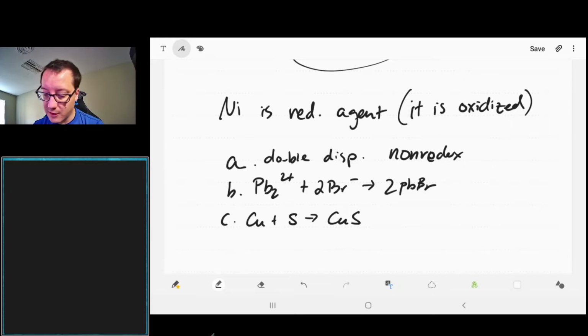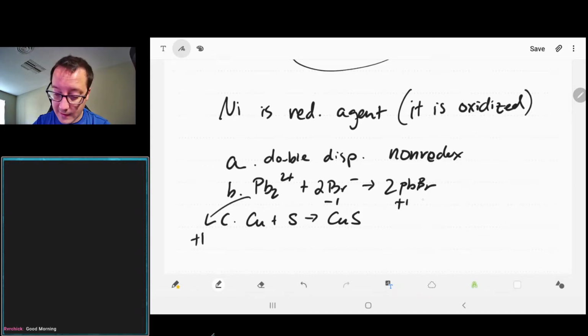The next one we want to look at is the other 2. We want to look at their oxidation numbers and see if they're changing or not. Here we have an oxidation number of +1 on lead, -1 on bromine. And if we look on the other side, ionic compound here, we're ending up with +1 and -1 on those 2. So that's also non-redox.